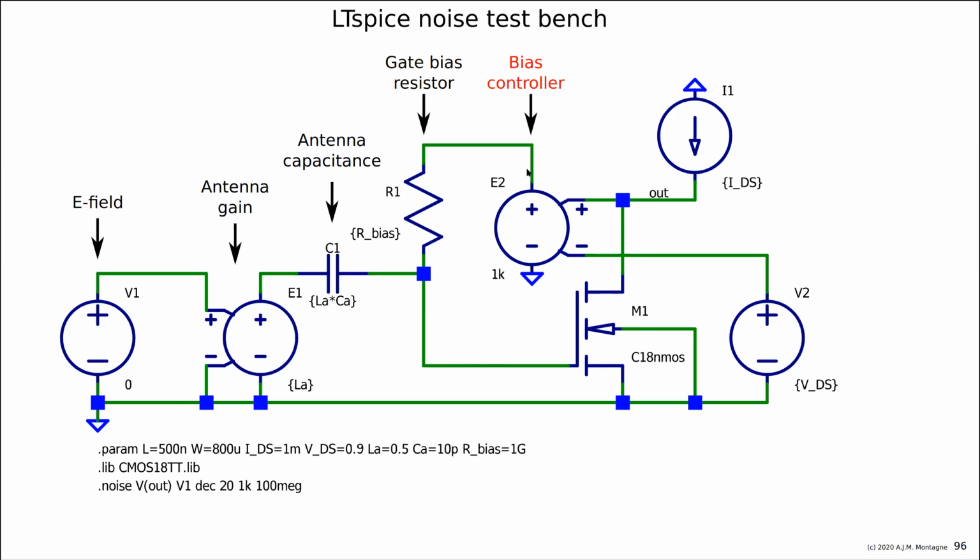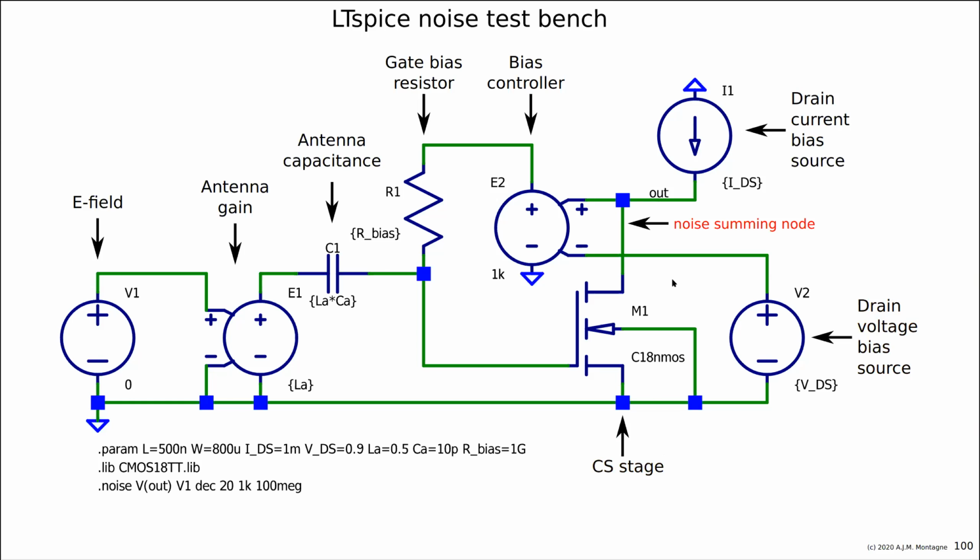So this E2 is the bias controller, the drain current bias source, the drain voltage bias source, the CS stage itself, and that out is the summing node for the noise. Spice sums all the noise contributions to out, and if you want the equivalent input noise, it divides these noise contributions by the gain from the source to that node, exactly as SlideCap does as well.